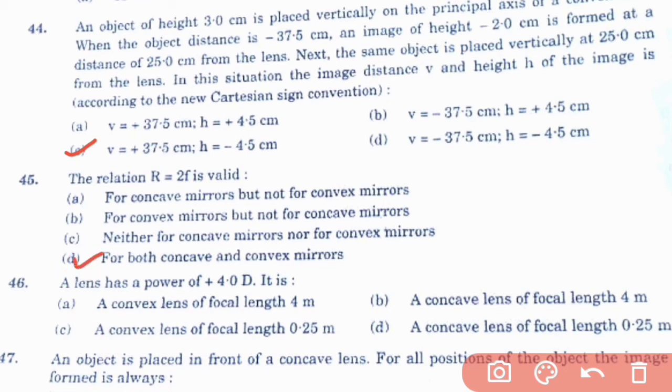Next question 46th. A lens has a power of 4.0 diopter. It is: option number A, a convex lens of focal length 4 meter; option number B, a concave lens of focal length 4 meter; C, a convex lens of focal length 0.25 meter; D, a concave lens of focal length 0.25 meter. So the correct answer is a convex lens of focal length 0.25 meter. So option number C is the correct answer.